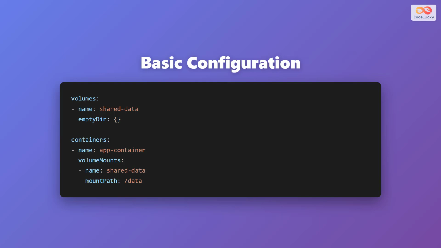Configuring a basic EmptyDir volume is straightforward. In your pod specification, you define the volume under the Volumes section with a name and set EmptyDir to an empty set of curly braces. Then, in your container specification, you reference this volume in the Volume Mount section, specifying the volume name and the mount path where you want the volume to be accessible inside the container. This simple configuration creates a disk-backed EmptyDir volume that all containers in the pod can access.